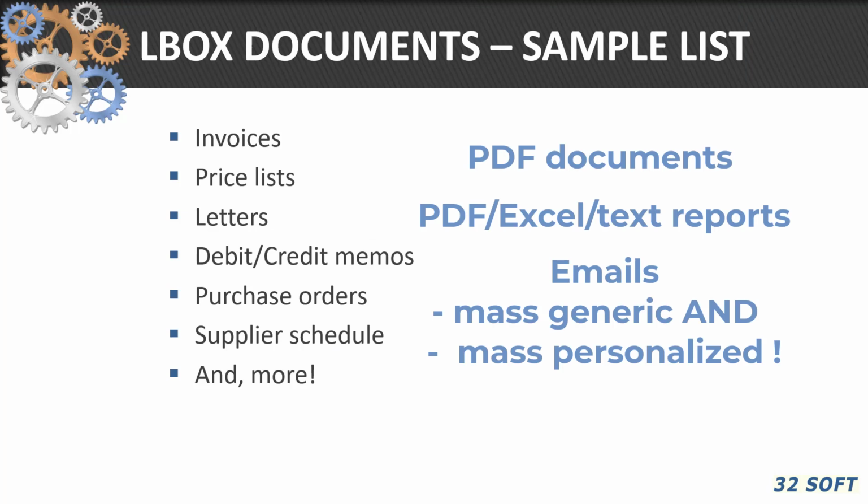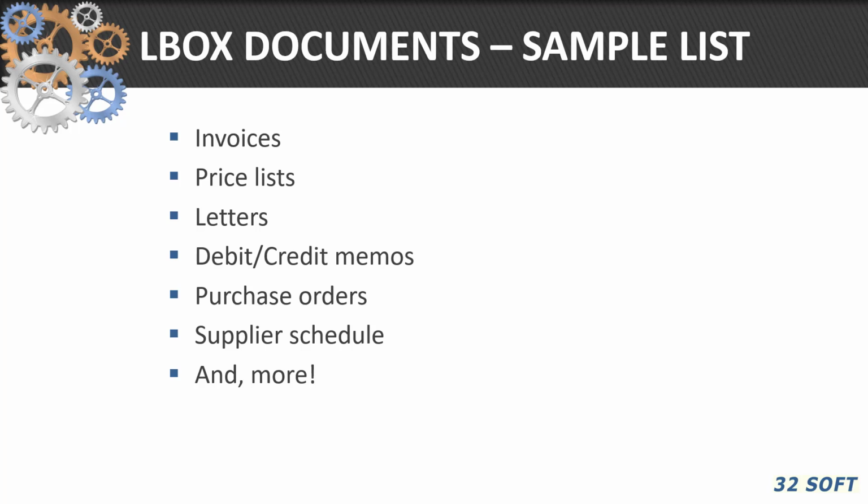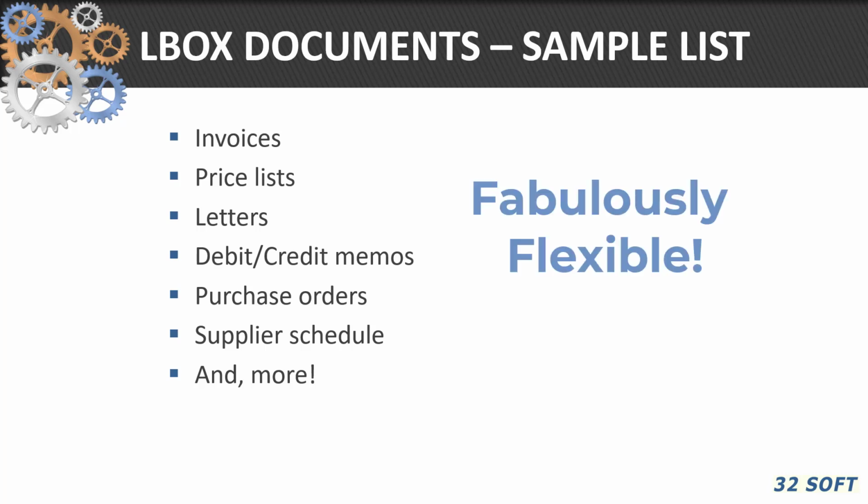LBOX can generate and distribute PDF documents, PDF, Excel, or text reports, emails, both mass generic and mass personalized. Here are some common examples of what you can automate with LBOX. Invoices, price lists, letters, debit-credit memos, purchase orders, supplier schedules, and more. Really, there is no limit. LBOX is fabulously flexible and can be used for any ERP output.